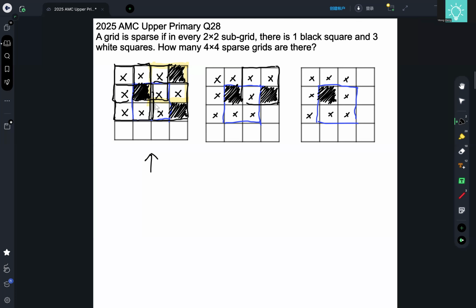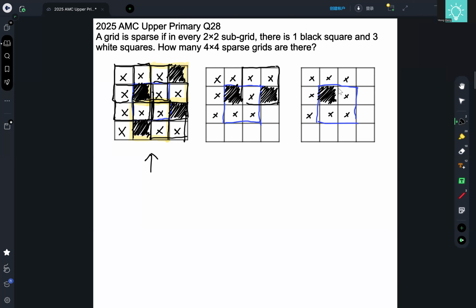And now we can take a look at this square over here, on the bottom. Because the bottom right subgrid over here already has a black square, it means that these two must also be white. Now we take a look at this subgrid in the middle on the bottom. We already have three white squares. That means this square here must be black. Now we look at the bottom left subgrid, we already have a black square, and this must be white, and we found the only possibility for this case.